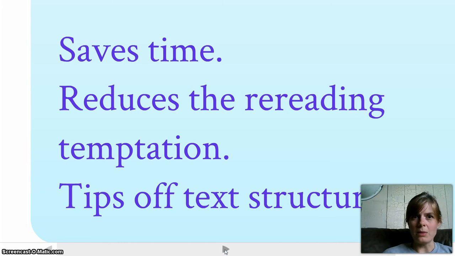It also reduces the temptation to reread the entire thing when you're looking for one specific piece of information. It's not necessary. If you've got your chunks, if you've got your lots drawn out and you've got your annotations next to them, it's not hard to go back into the text and find the detail that you're looking for, because you already have an outline of what the text is about. And it also tips you off to what the structure is. So if you have a question that involves where is the climax of this story, and as you've gone through, you've already blocked off each section, you can find the place that the climax is.